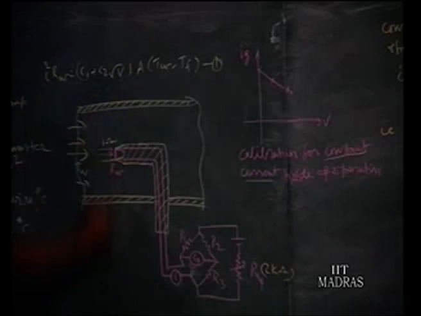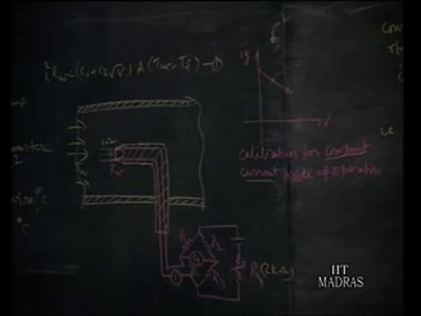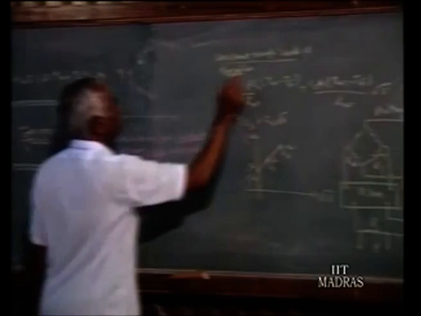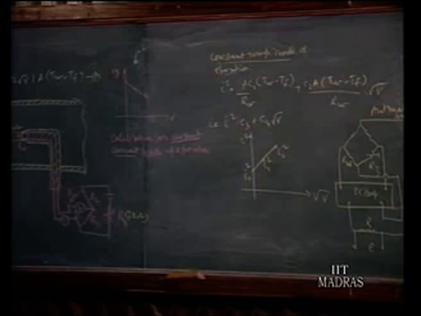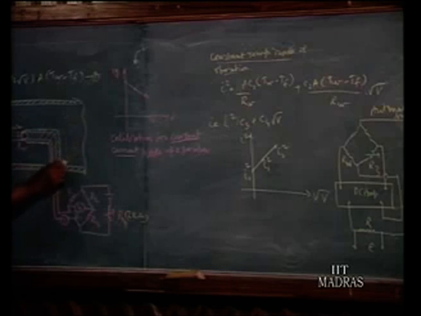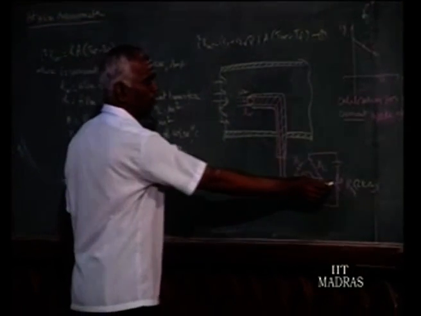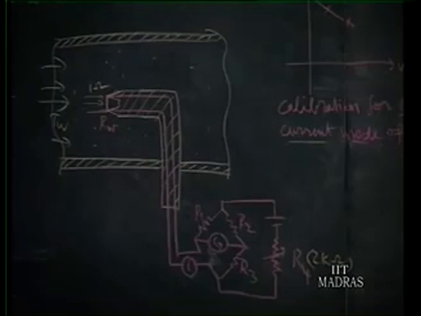That is the second mode of operation, called the constant temperature mode of operation. These are the two modes of operation in which the hot wire anemometer is made use of. Now, the calibration procedure is as follows. First, keep the hot wire anemometer in still gas, that is 0 velocity, and adjust the value of R4 so that maximum current can flow through the wire, so that it does not burn out.